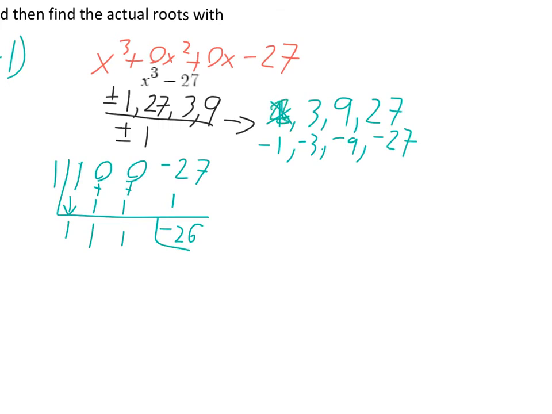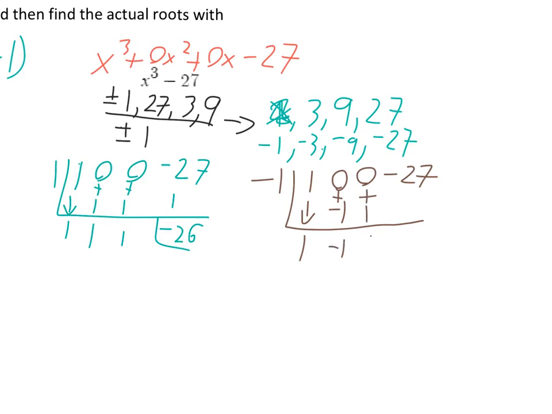Next we can try minus 1. Testing our minus 1 against this, we have 1, 0, 0, negative 27. The 1 comes down. 1 times negative 1, negative 1, plus 0, negative 1. Negative 1 times negative 1 is 1. Plus 0 is 1, times negative 1 is negative 1. Plus that is negative 28. Also not a 0. Done with that.